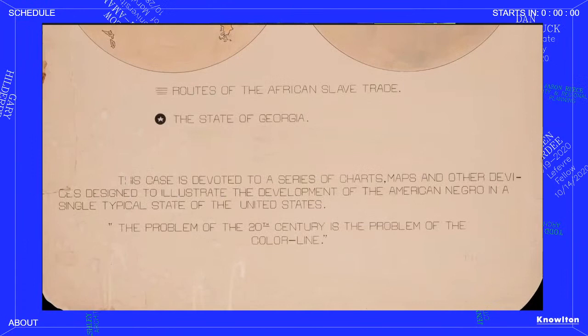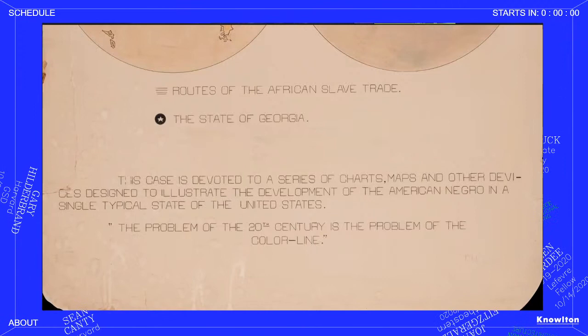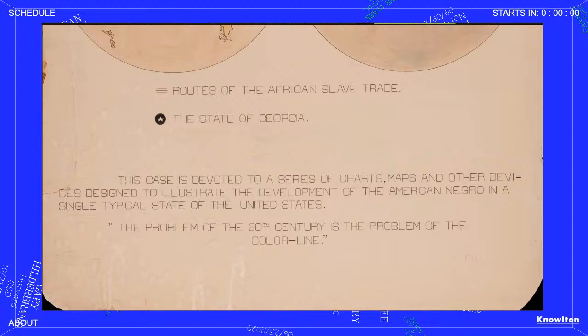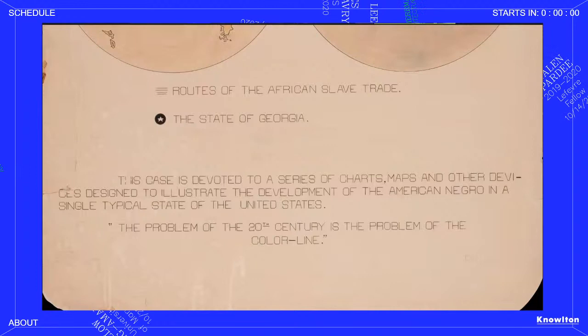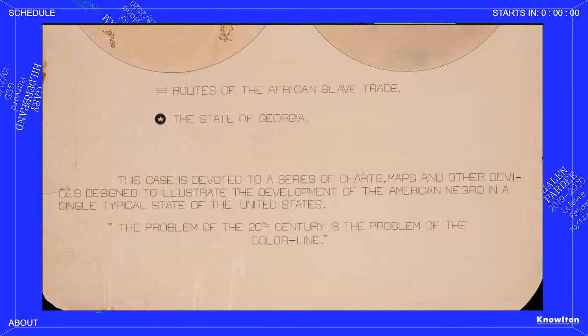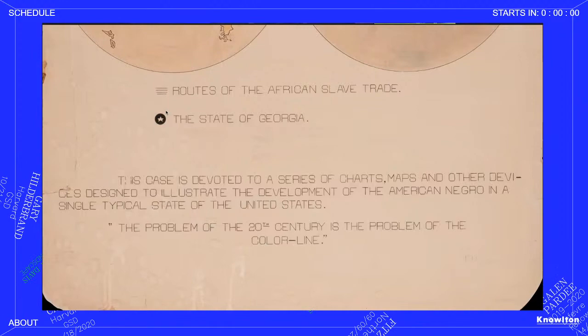And he also starts off this set with this kind of proclamation of the laundry list of things that you'll see. So charts, maps. And then I love this term, other devices, designed to illustrate the development of the American Negro in a single typical state of the United States, and including the quote he's almost most known for, the color line quote.